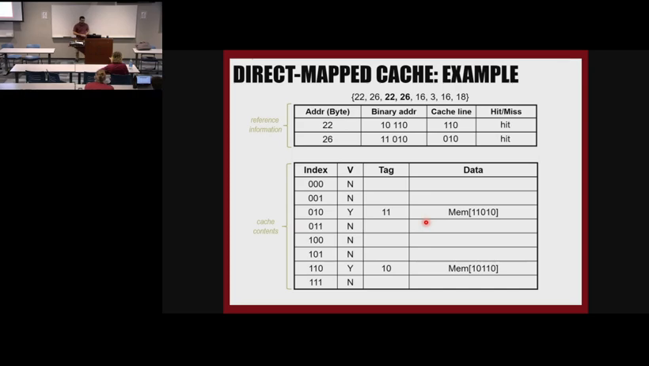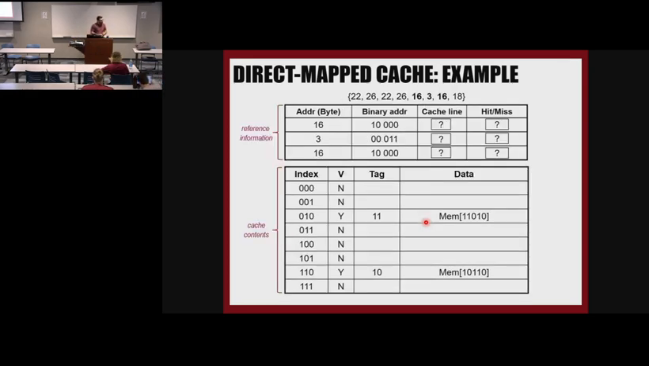Now let's go to 16. So the cache line, what is the cache line for 16? 000. So we go to the line 000. We check the valid bit. It's a no. So is it hit or miss? It's a miss. And what it means is we have to go to the address 10000 and remove the data. What is the tag for this one? It's 10. So 10 is the tag, the data would be memory address 10000, and the valid bit would be yes. Okay. Next one is 3.